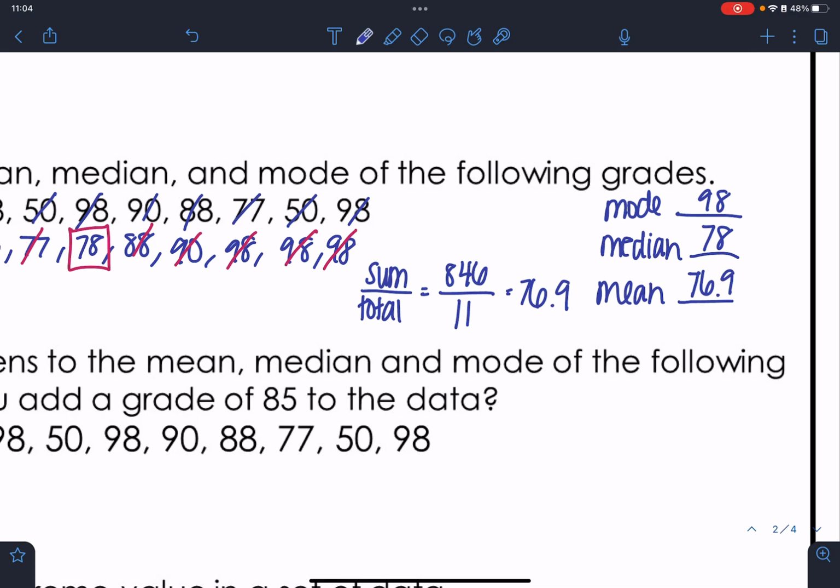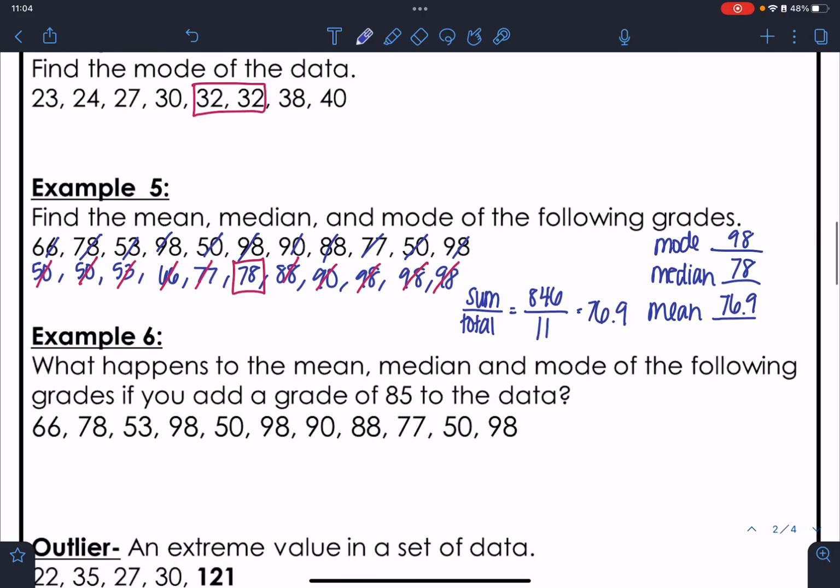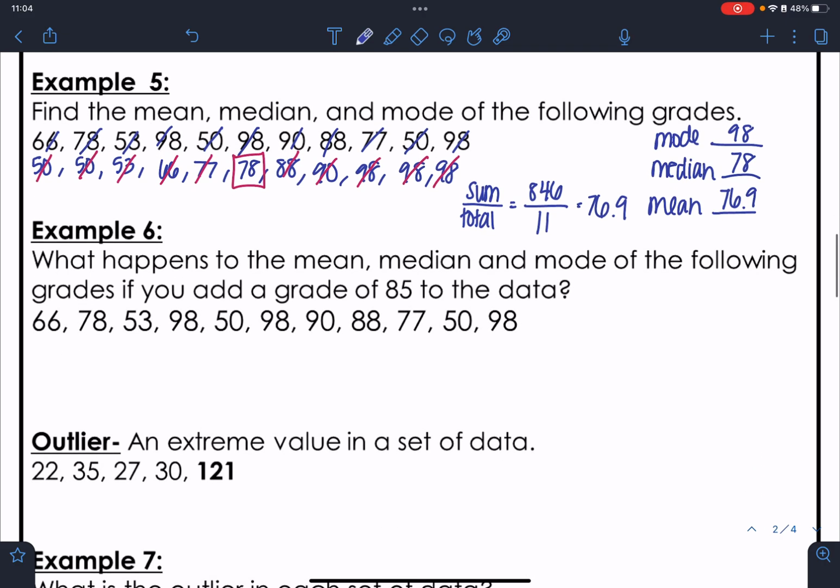Yes? I guess you didn't get my question. What I meant was, say there's 50 and 50, okay? And then there's 33 and 33. What do you do then? Then you say your mode is 50 and 33. So you just write two modes, two numbers. Yes. Okay. So let's go ahead and look at example 6.